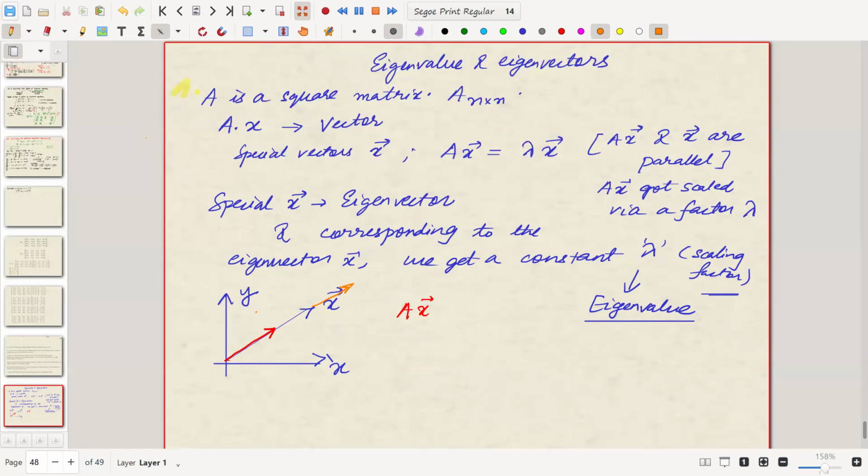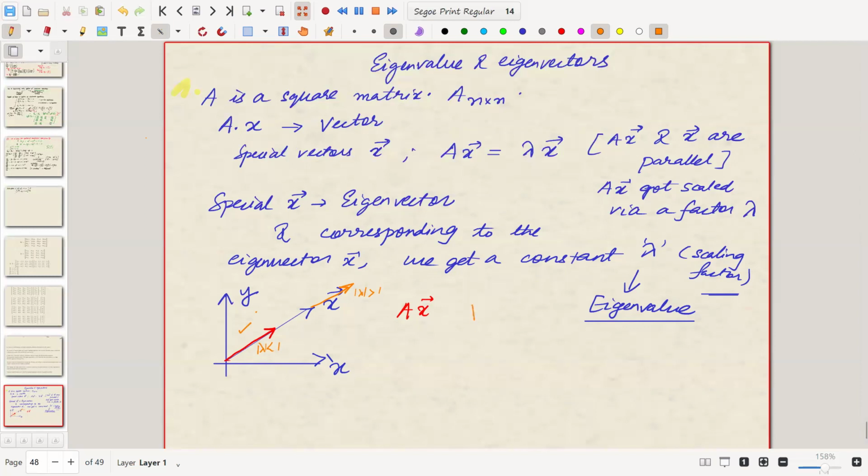When lambda is less than 1, you represent the red case, right? When lambda is greater than 1, the length of Ax is more than x, so it will go away along the x vector direction, right? So the red one is for mod lambda less than 1. The orange one is for the case when mod lambda is greater than 1. Okay, real eigenvalues, I'm saying.